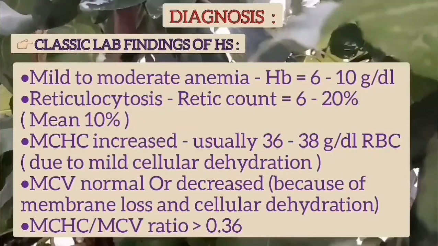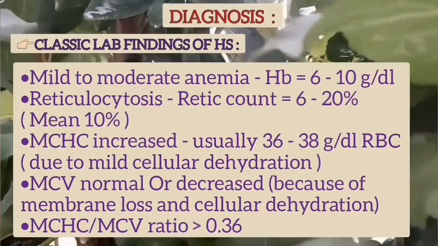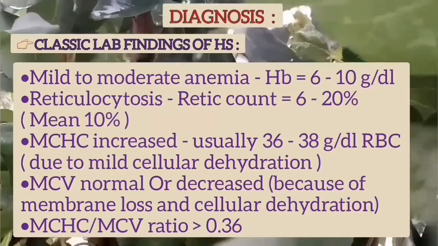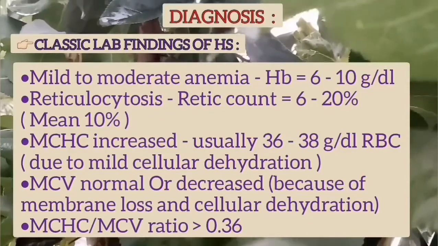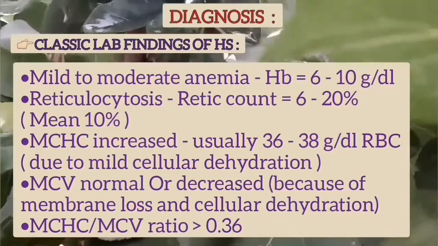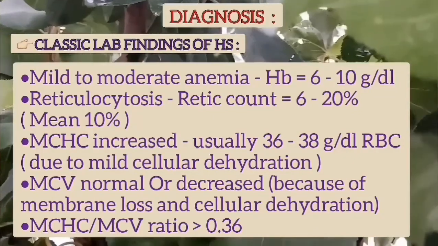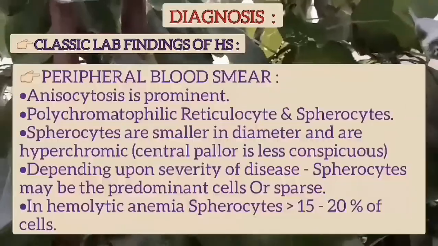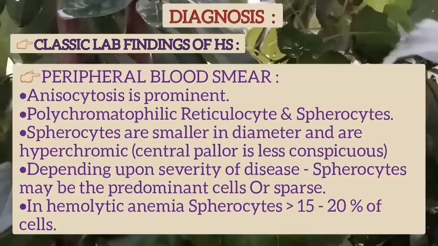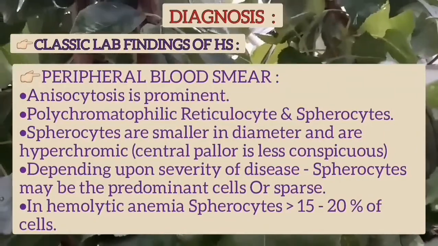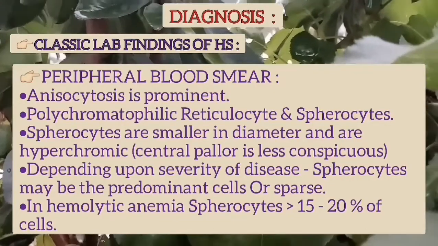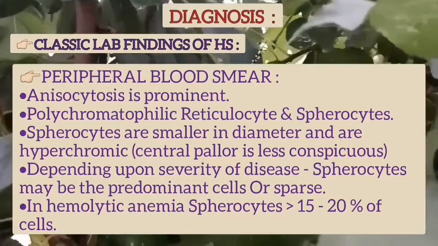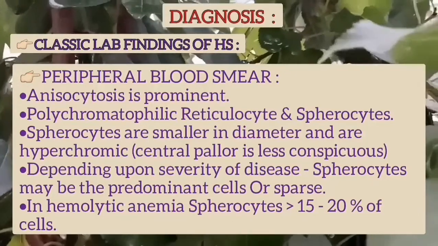Now, MCV, mean corpuscular volume, is normal or decreased because of membrane loss and cellular dehydration. Now, the MCHC to MCV ratio is usually increased, which is more than 0.36 in hereditary spherocytosis. Now, on peripheral blood smear, anisocytosis is prominent. There is polychromatophilic reticulocyte and spherocytes. Spherocytes are smaller in diameter and they are hyperchromic, that is, central pallor is less conspicuous.